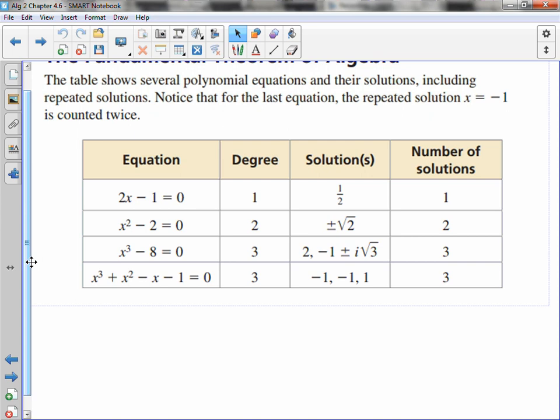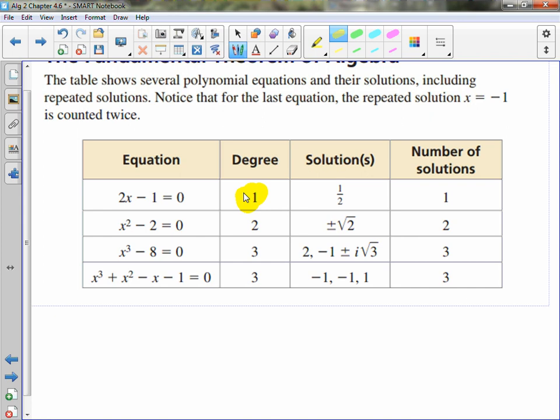This chart is in your notes. The first one's a linear equation, 2x minus 1 equals 0. The degree here would be 1, because the biggest exponent is 1. The degree is the biggest exponent attached to a variable. If we solve, the solution would be 1/2, and the number of solutions would be 1. So the degree is 1, the number of solutions is 1.